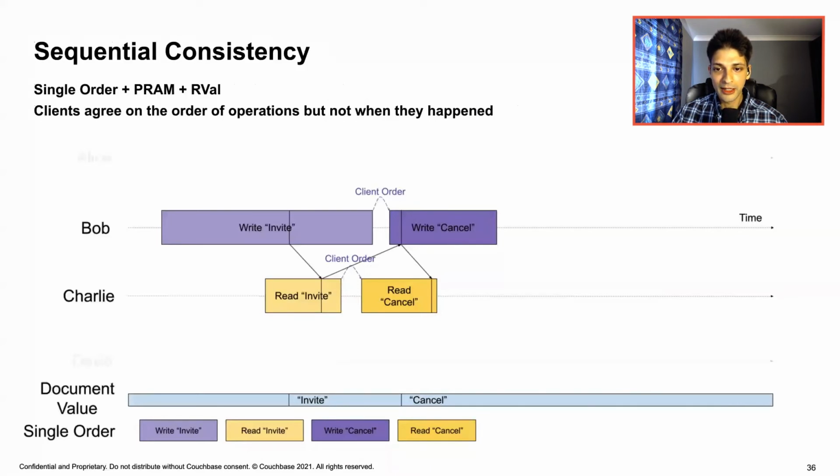Relaxing real-time to PRAM gives us sequential consistency. There exists some total order of operations, which is consistent with client order and obeys the single-threaded rules of the data type. Clients agree on the order of operations, but not necessarily when the operations happened. A strong guarantee in which any history is equivalent to some sequential interleaving that obeys single-threaded laws and is consistent with the client order.